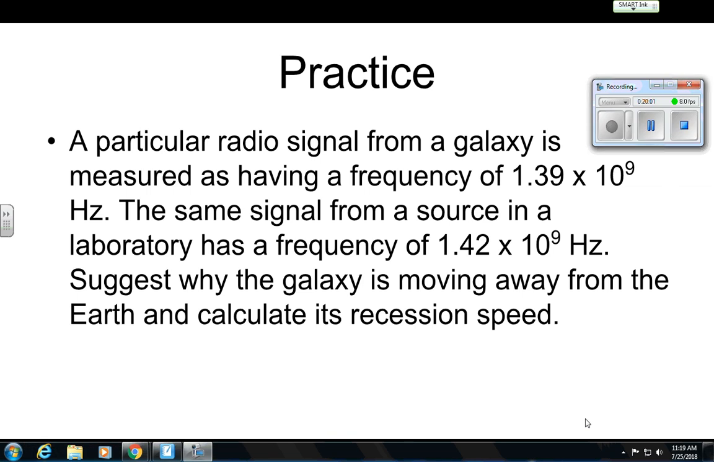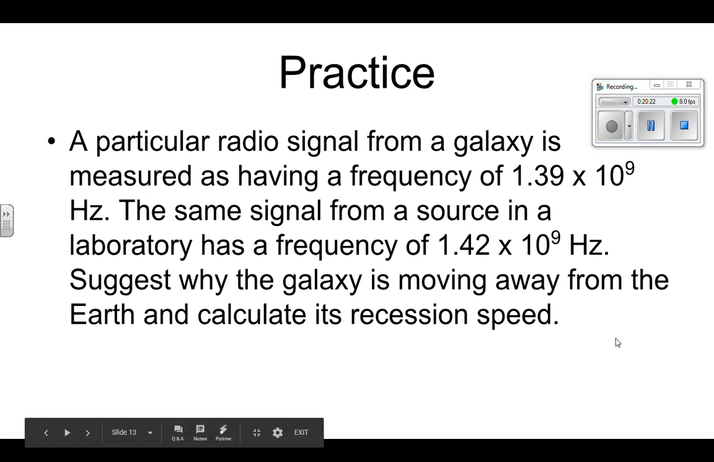Okay, here's another practice problem, this time using the Doppler equation for light. I want you to hit pause and give it a try, see what you can find out. In this case, you're calculating how fast the galaxy is moving. All right, I'll show you the answer.